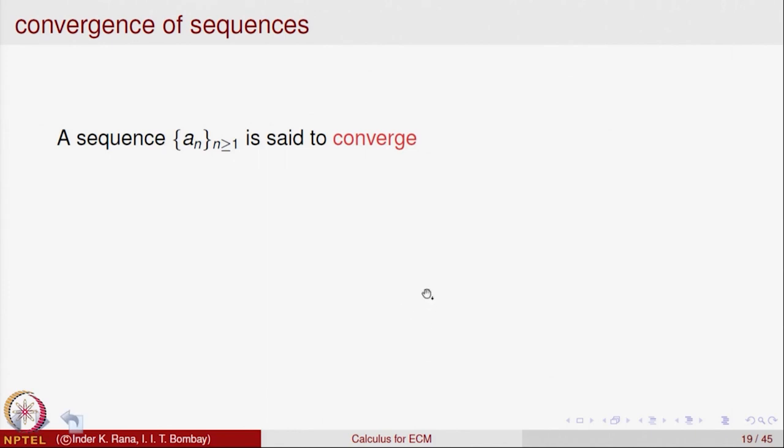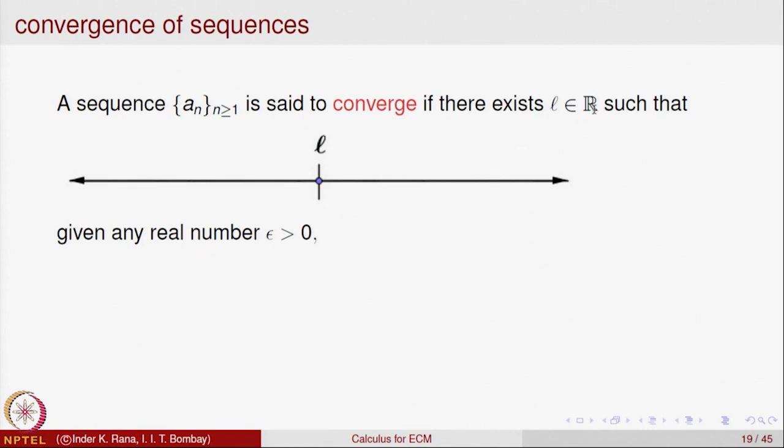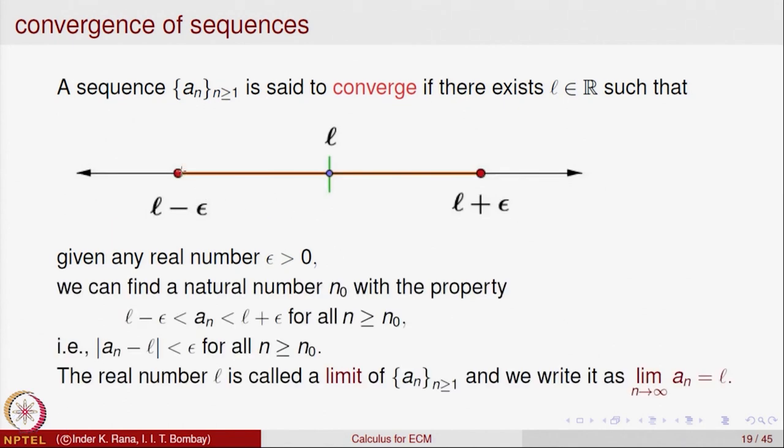A sequence a n is said to converge to a value l, which is a number. We say a sequence converges if there exists a number l which has the property that given any number epsilon, this is a Greek letter epsilon, bigger than 0, if I look at l minus epsilon and l plus epsilon, then all the terms of the sequence a n should lie between l minus epsilon and l plus epsilon for all n bigger than or equal to 0. So, I can write this also as the distance between a n and l is less than epsilon for all n bigger than 0. Let us try to understand this.